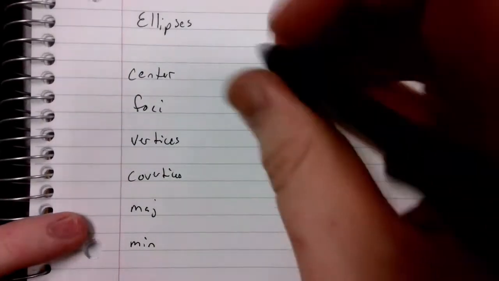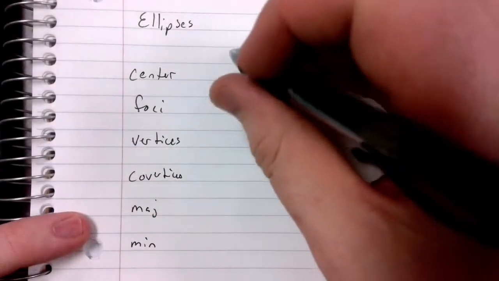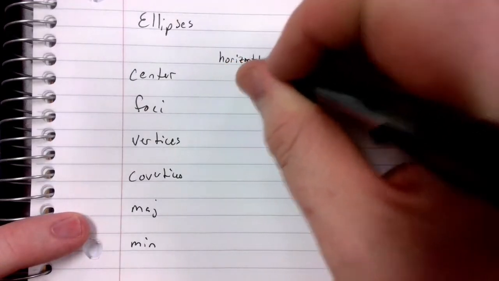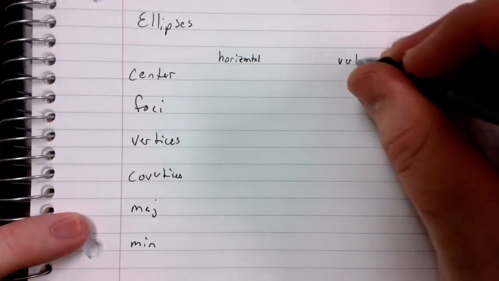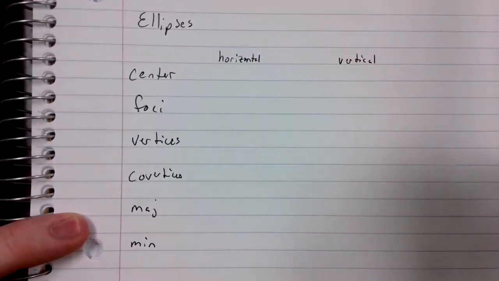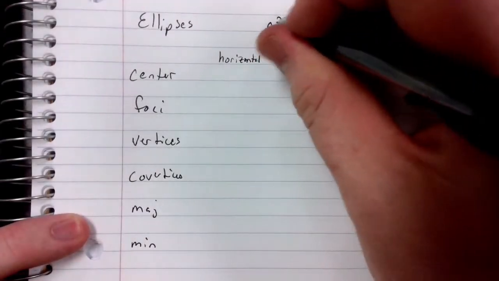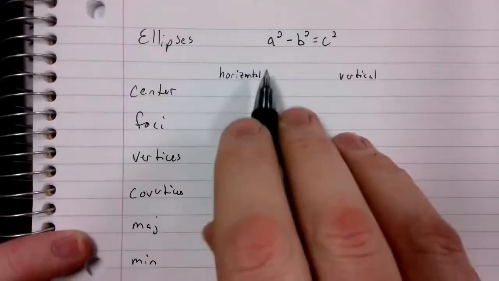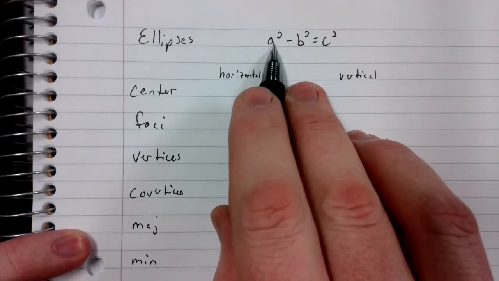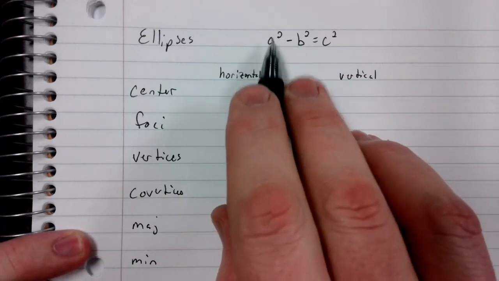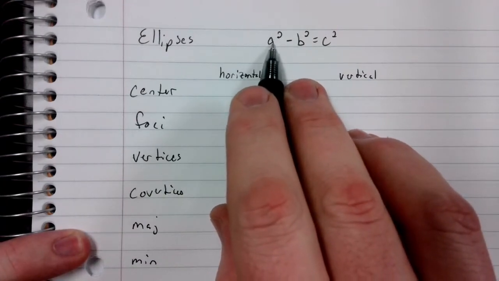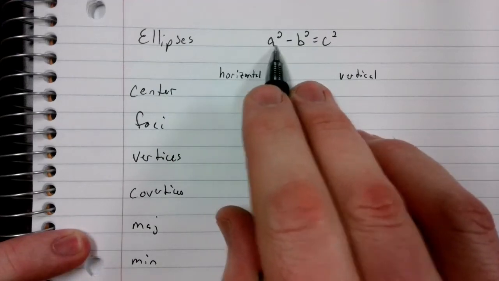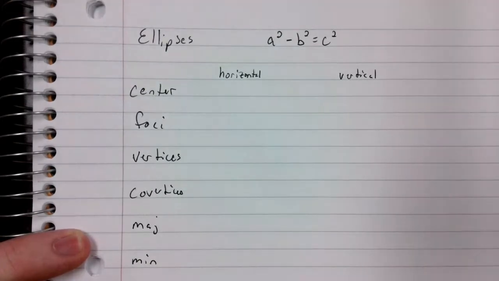Now, with an ellipse, it's going to be one of two orientations, right? So there's going to be horizontal, and it's going to be vertical. Now, this is all governed by a squared minus b squared equals c squared. A squared is always going to be our largest denominator, so whichever number is largest on the bottom is automatically a squared. If a squared is underneath the x component, it will be horizontal. If a squared is underneath the y component, it's going to be vertical.